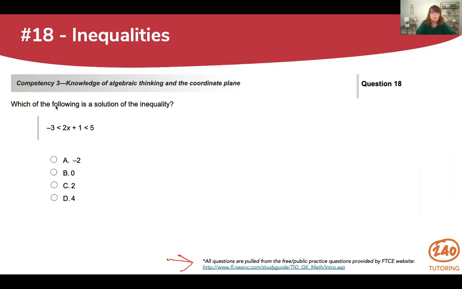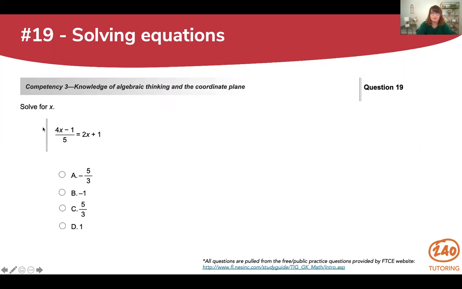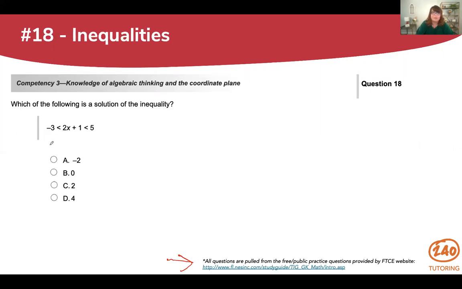This says, which of the following is the solution of the inequality? We're looking at -3 is less than 2x plus 1, which is less than 5. Now what we're going to do is look at this as two separate inequalities. The first thing I'm going to do is look at this part right here.